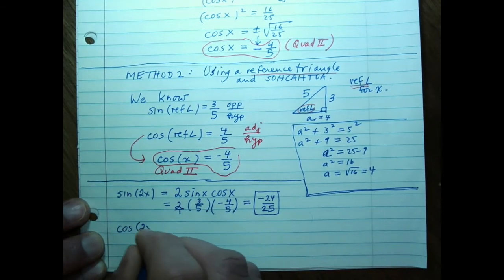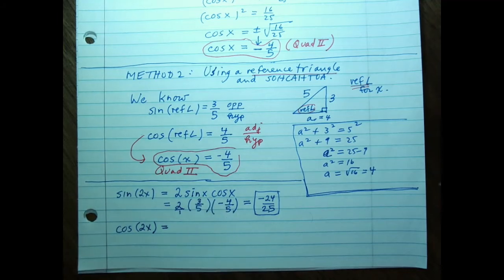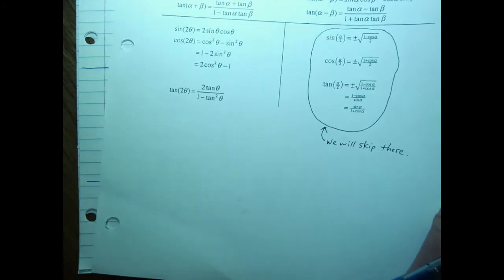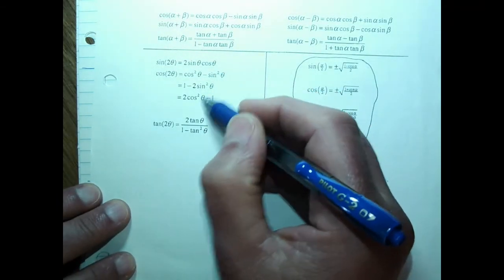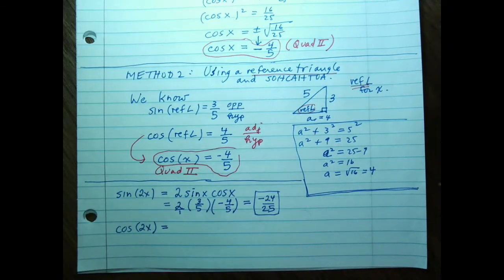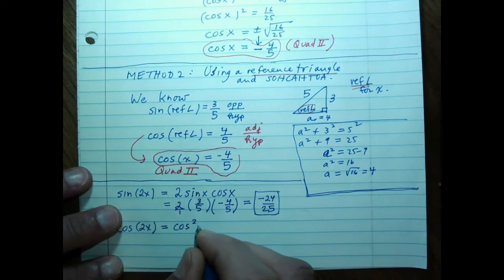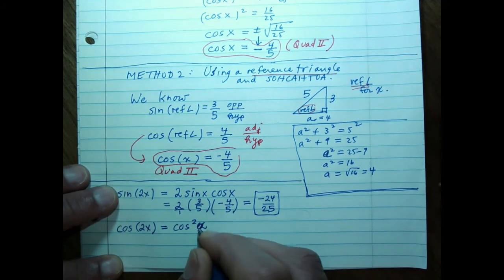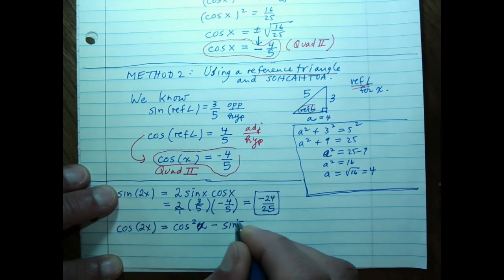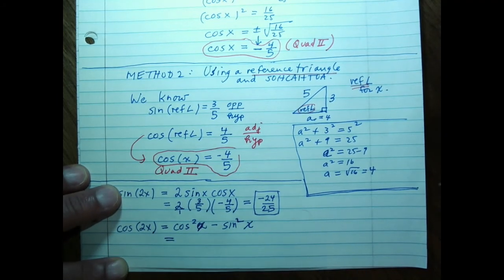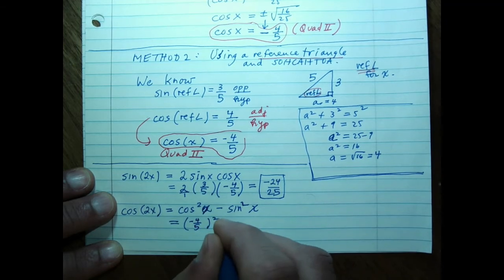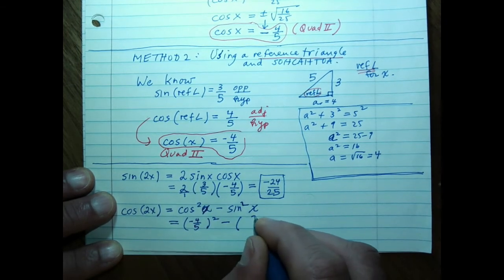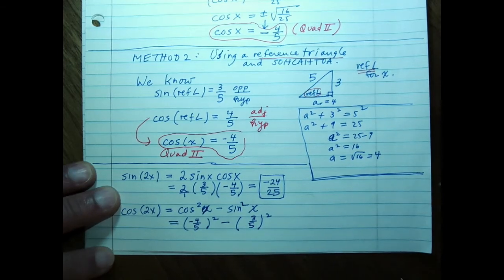Cosine 2x. Now when you calculate cosine of a double angle, you got a choice. You can use any one of the 3 forms of the right-hand side. They'll all give you the same thing. I'm just going to pick the first form here, cosine squared x minus sine squared x. So to use that formula here, I'm going to take my cosine value, negative 4/5, and square it, minus the sine value, 3/5, and square it.